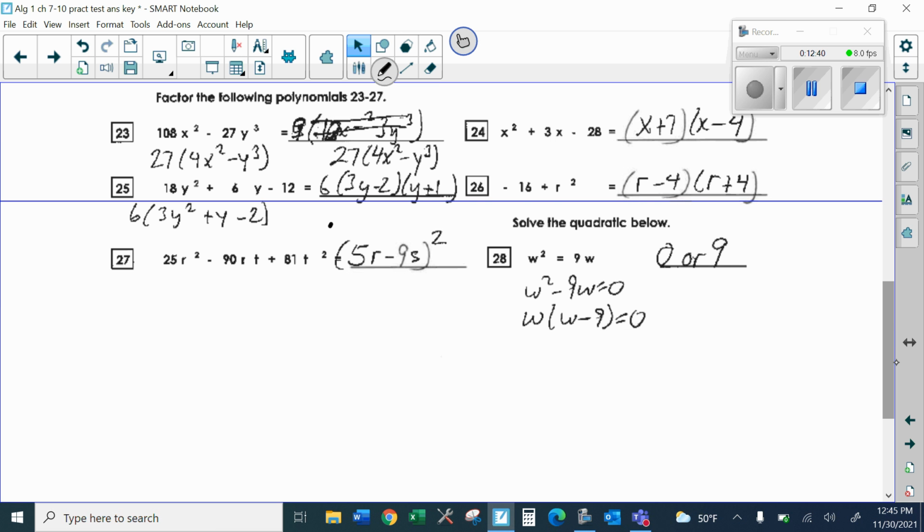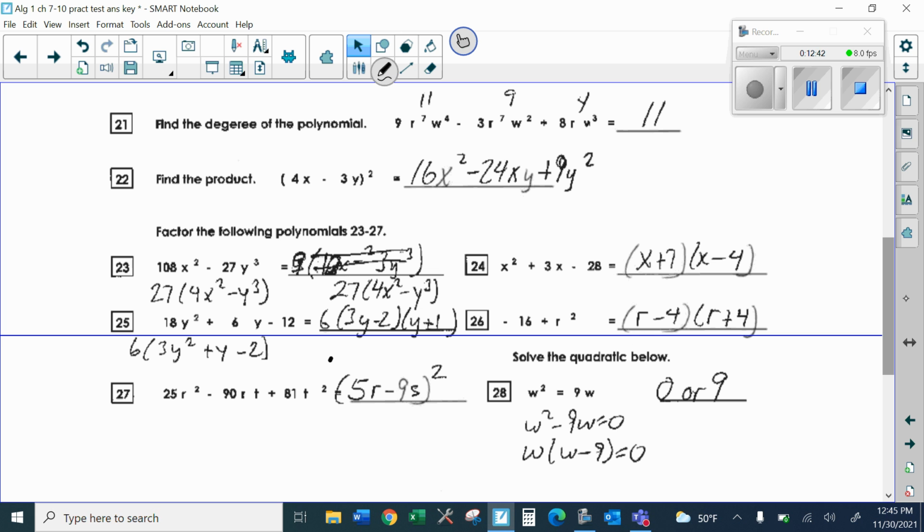I look for what two numbers, since this coefficient is 1, multiply to negative 28 and add to 3. And that would be 7 and negative 4. So what multiplies to x squared? x and x, and then I have a plus 7 and a minus 4. Okay, for that. 25, again, factor out the GCF.